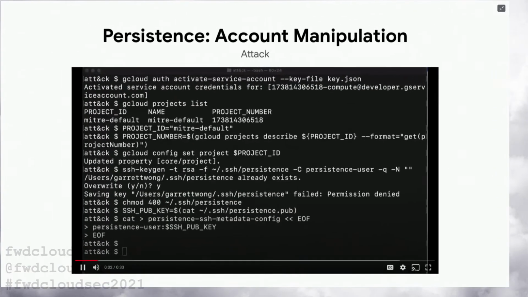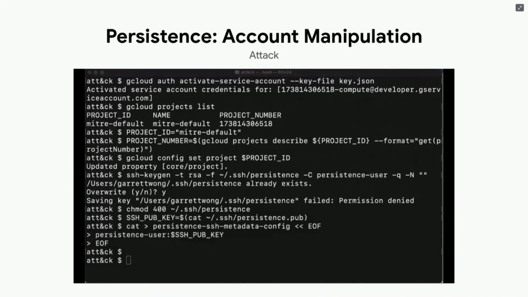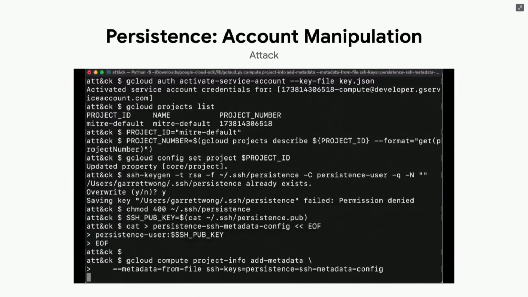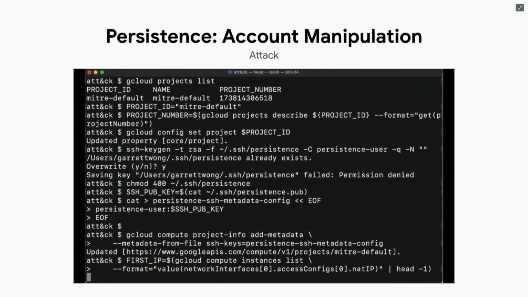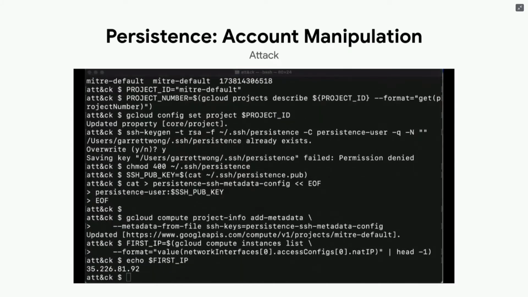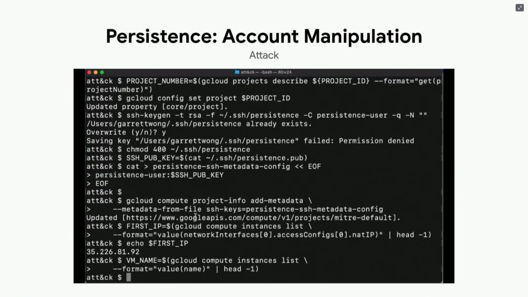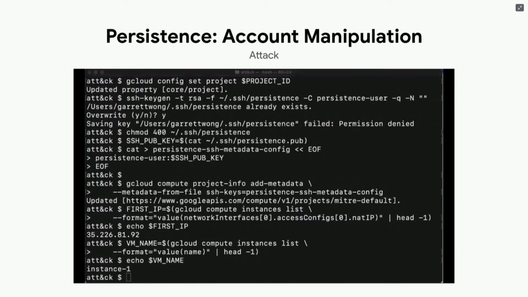Here we look into the example through the lens of the attacker. On the top, the attacker has already defaulted the project ID and generated temporary SSH keys. The attacker then creates a metadata configuration file for GCP and adds it to the project metadata. The attacker then extracts the IP address of the first VM instance in the project.